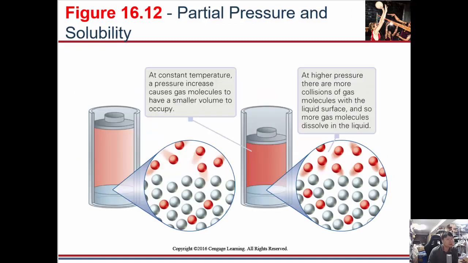Here's partial pressure. As the partial pressure increases, we can force more of the gas into the liquid phase. And so solubility increases with increasing pressure here. And we can make supersaturated solutions if bubble formation is sluggish. Bubble nucleation, we call it.